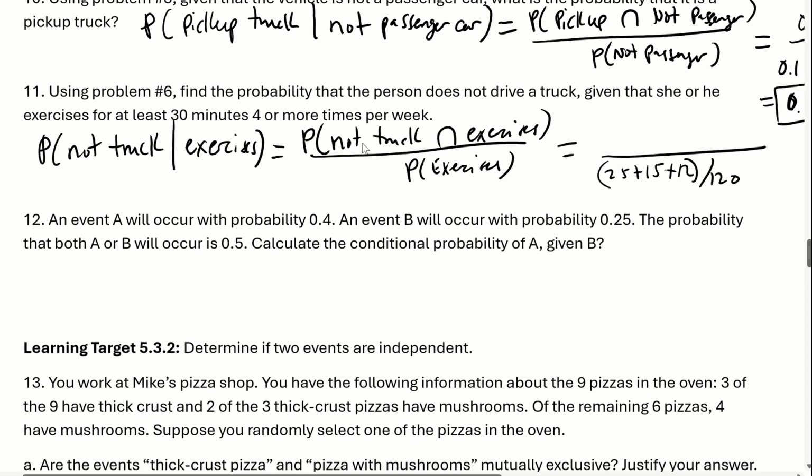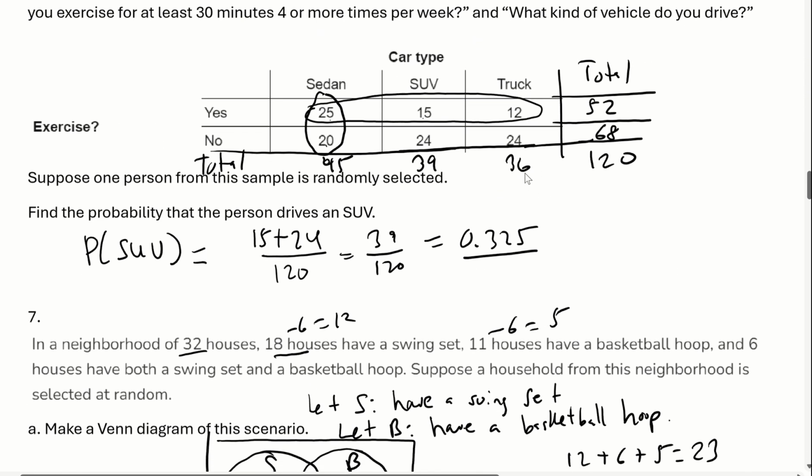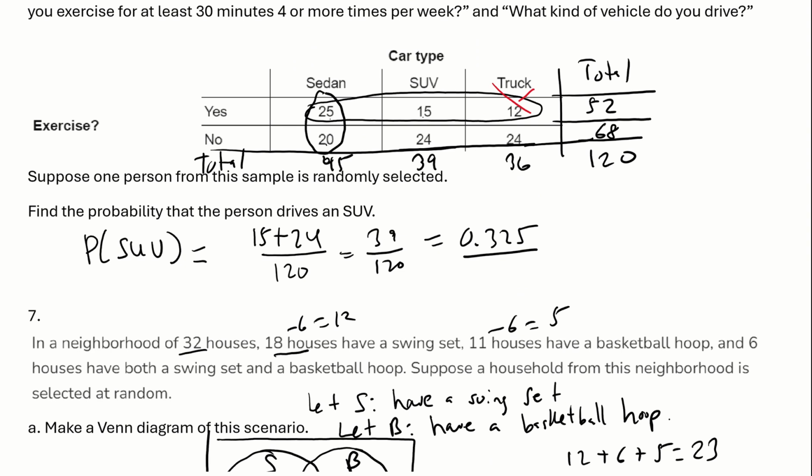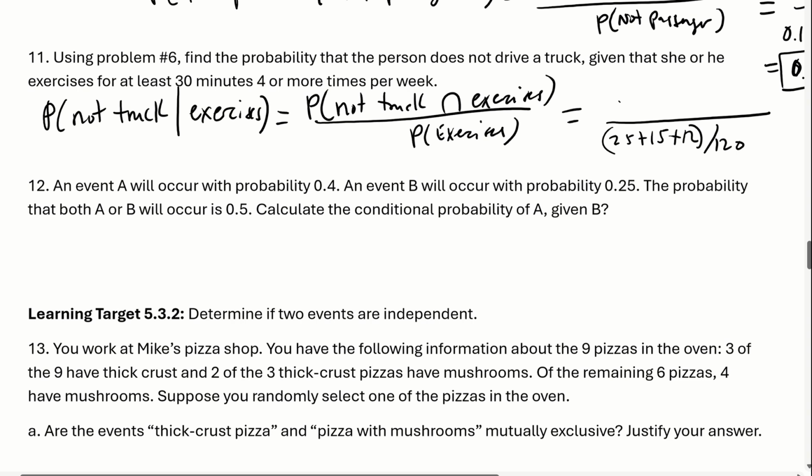And then the probability of not truck and exercise. Not truck, so it can't be this one. So it's got to be these ones, right? So not truck, so sedan, SUV, and then and exercise. So that's 25 plus 15 out of 120. Okay, so that's what we're looking for. All right, so 25 plus 15 out of 120. So that's the probability of that.